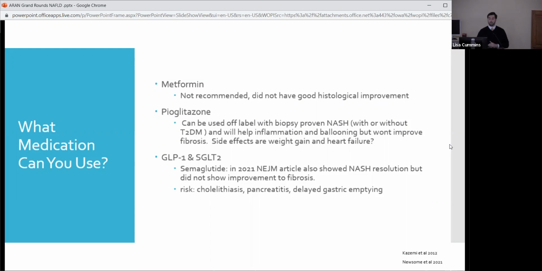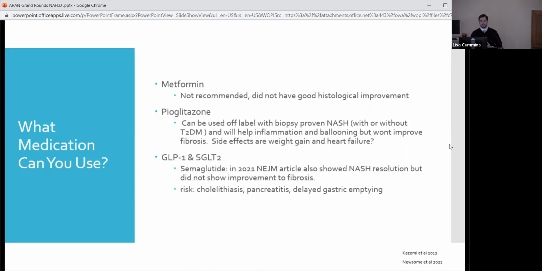Again, not been approved for NASH just yet, but semaglutide actually is in trials to get approval for NASH treatment. New England Journal of Medicine a year or two ago had a big article looking at this, looking at the SGLT2s for cardiovascular health. And they're showing an improvement to inflammation, not necessarily an improvement to fibrosis.